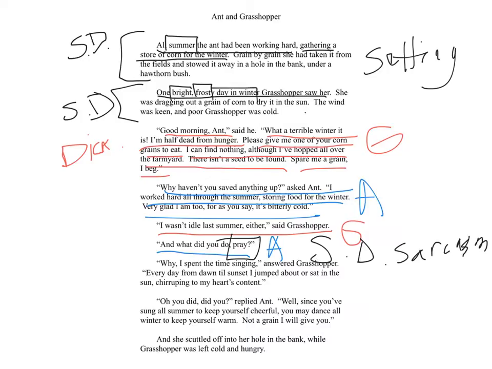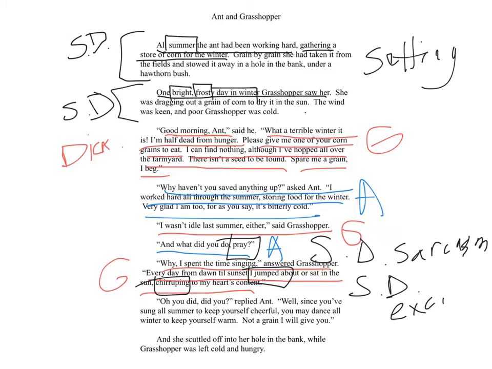Why, I spent the time singing, answered Grasshopper. Here we have red again to signify Grasshopper is talking. Every day from dawn till sunset, I jumped about or sat in the sun, chirping to my heart's content. I picture, while he's saying this, I picture him kind of jumping and chirping like grasshoppers do. So I'm wanting to add some stage directions in my play as I'm writing. So jumping and chirping, stage directions, maybe like excited, right? So you can kind of picture what that looks like. If it's being performed, you can kind of see what's going on.